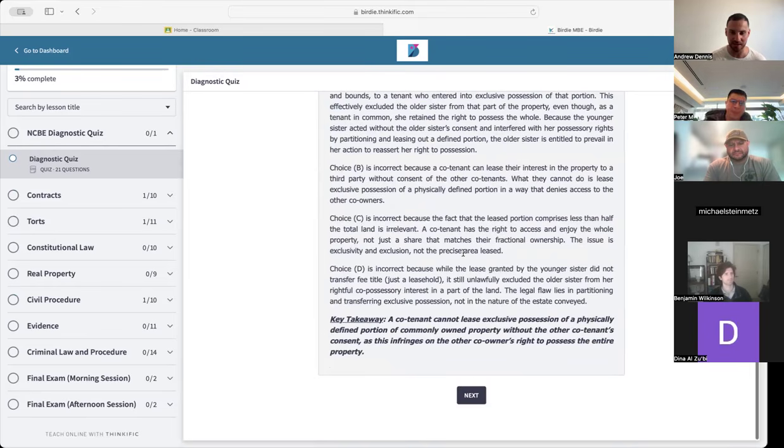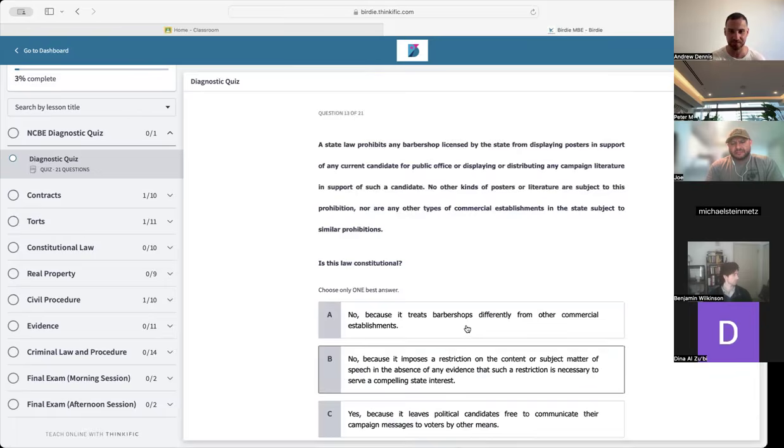A co-tenant cannot lease exclusive possession of a physically defined portion of commonly owned property without the other co-tenant's consent, as this infringes on the other co-owner's right to possess the entire property. Like I said, it's not like one tenant has the left and one tenant has the right. They both are allowed to walk around the entire property.